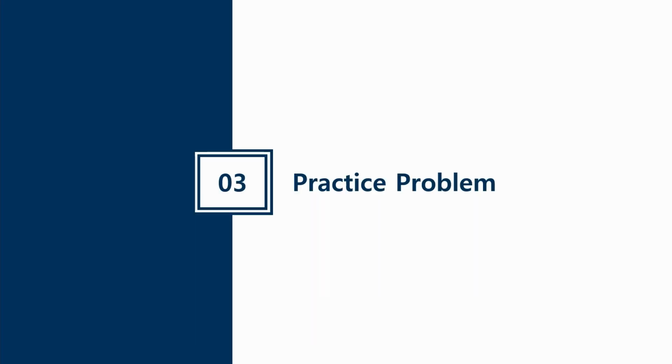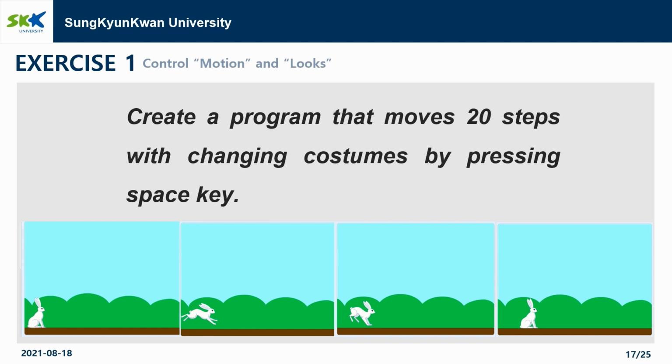From now on, let me explain these practice problems. I recommend you to solve them yourselves. After you solve the problems, check the answer part of this lecture. First exercise is to create a program to move 20 steps with changing costumes by pressing space key. If you press the space key, the rabbit sprite moves 20 steps and changes to another costume. We learn the looks block to change the costume.